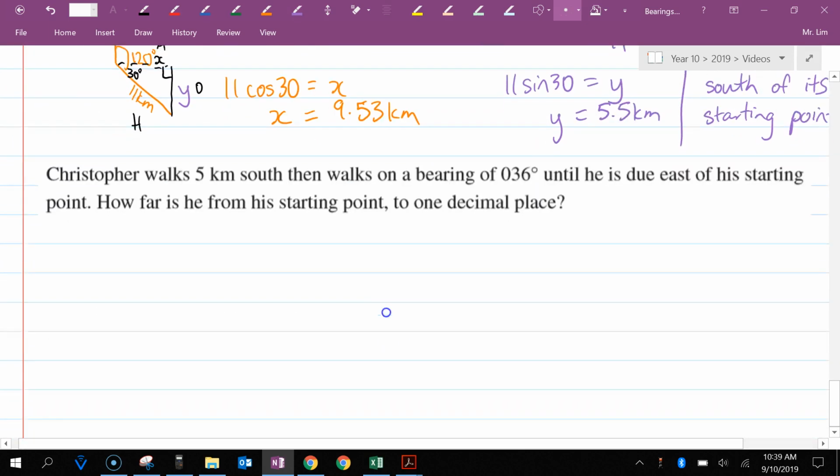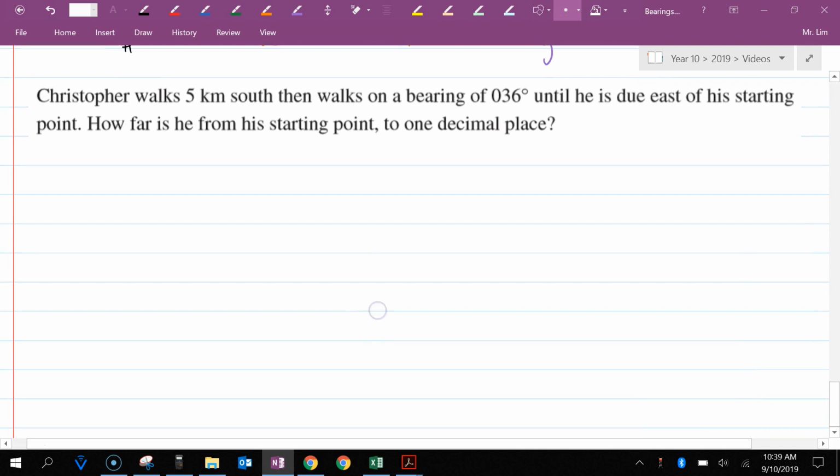Alright, last question. I'll get you to pause the video, have a go yourself, and then you can continue with the video to check your answer. Alright, so Chris walks 5 kilometers south, then walks on a bearing of 36 degrees. So 5 kilometers south, and then on a bearing of 36 degrees, until he is due east of his starting point. How far is he from his starting point to 1 decimal place?